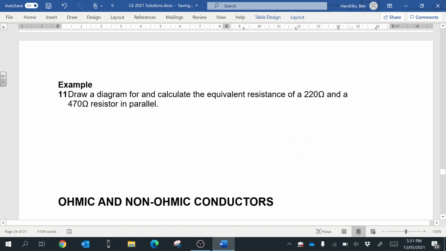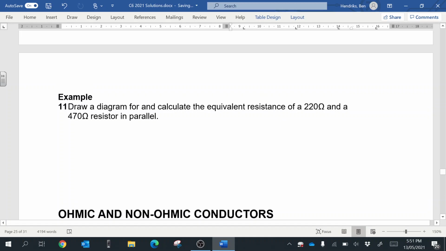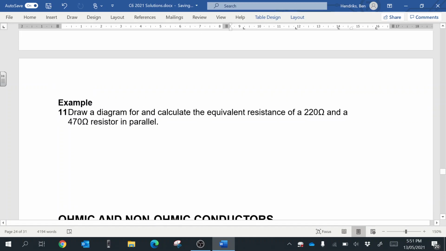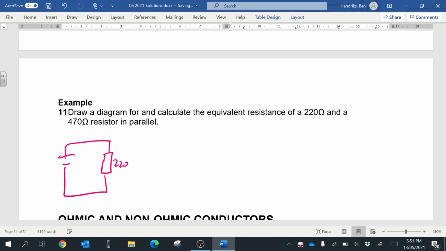But if we have two, and that's all we're going to be concentrating on in this course, we don't have to worry about the more complicated case. We'll have a look at the example for that. We just want to do an equivalent circuit. This time we have the same resistors, but in parallel. So this time it's 220 down here. We can draw that there, and then we have another one in parallel here. Make sure your circuit is connected.